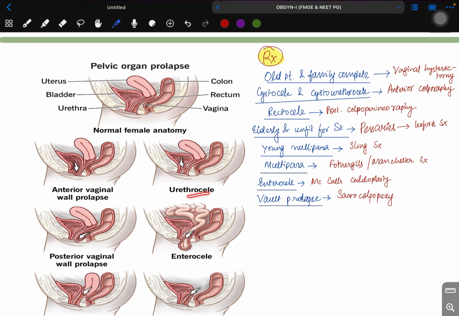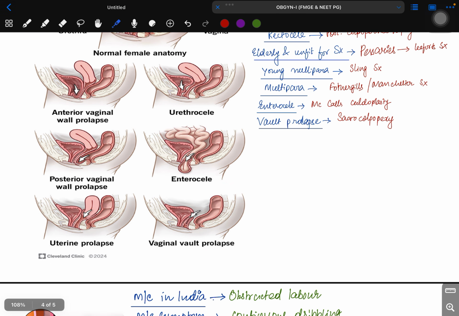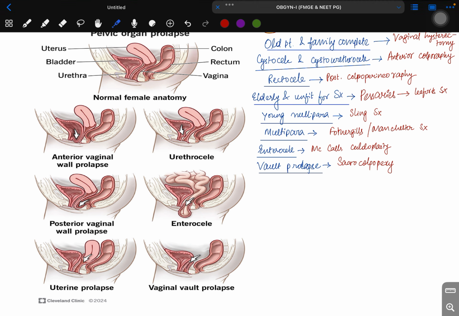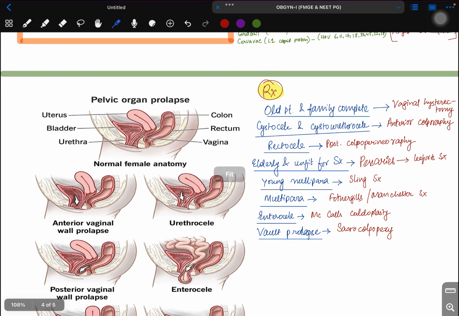Here what happens, this is the urethrocele. This is the posterior vaginal wall prolapse. This is the enterocele. The intestine is coming out, prolapsing, okay. This is the uterine prolapse, the uterus is prolapsing, and this is the vault prolapse. So we have removed the uterus and the vagina remains, okay. So that's the thing. Now coming to the treatment of the prolapse.